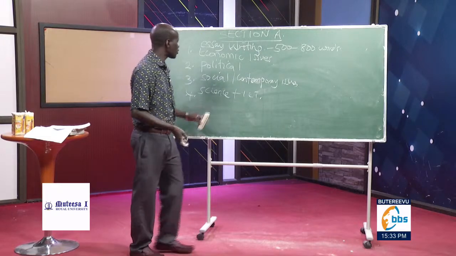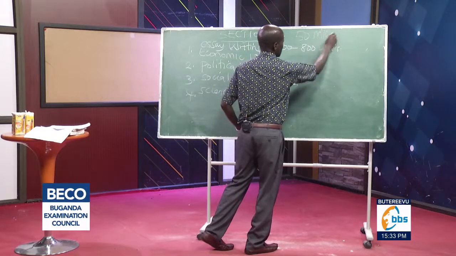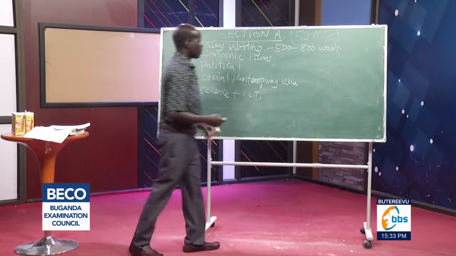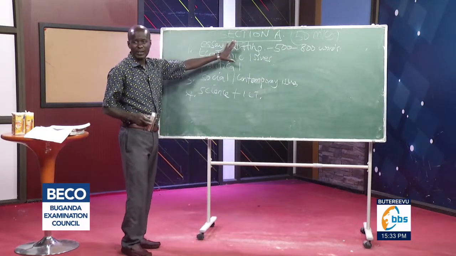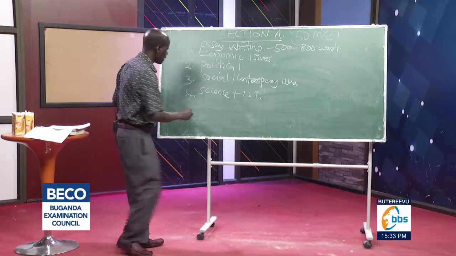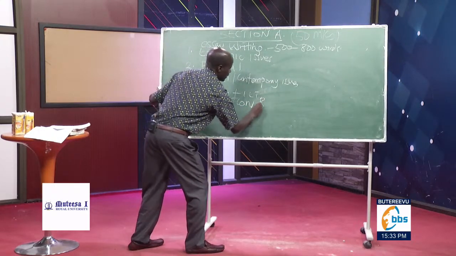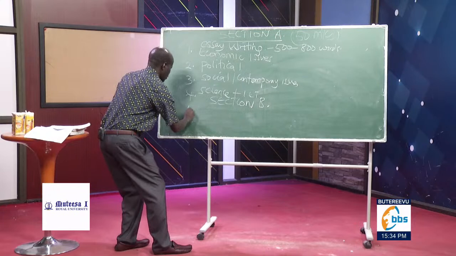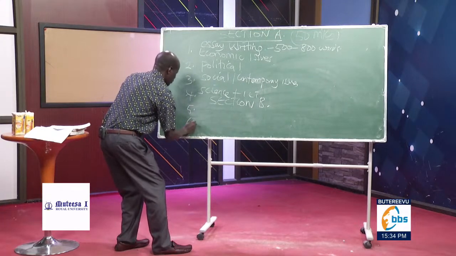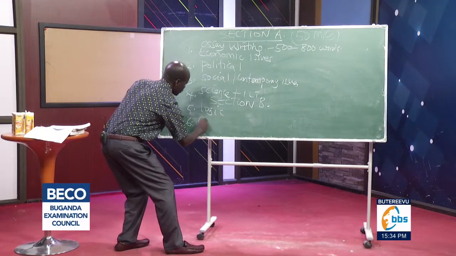Now, this section is marked out of 50 marks. That is the outlook of the paper as far as section A is concerned. Then section B has 2 questions. It has question 5 and question 6. Question 5 is logic and question 6 is comprehension.